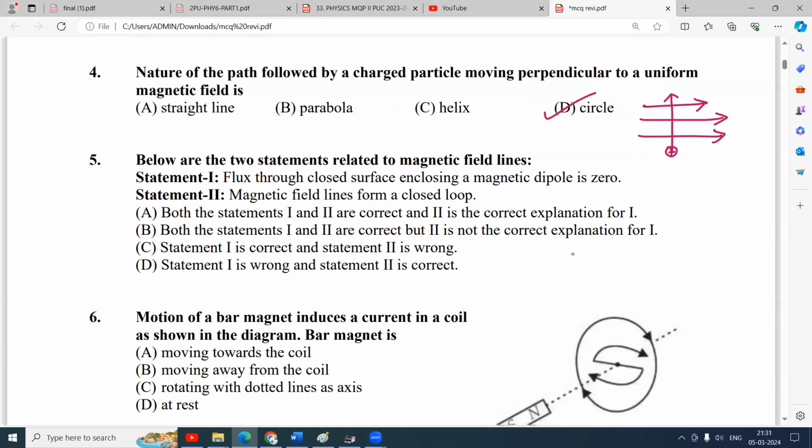And if the charged particle is moving along the direction of magnetic field or opposite to it, the path is a straight line because it is undeflected. And if the charged particle is moving at an angle to the magnetic field, then the path is a helix. So all the 3 you must know.